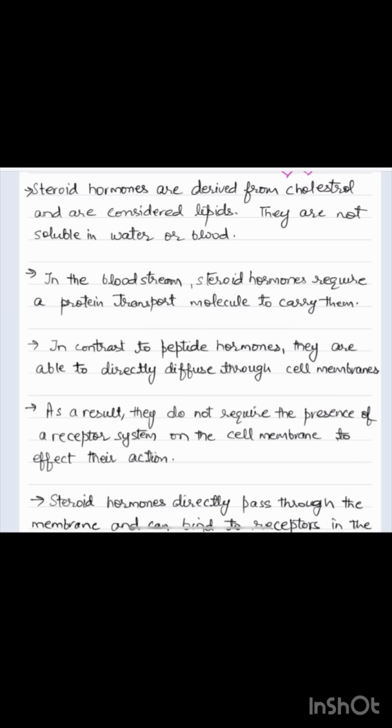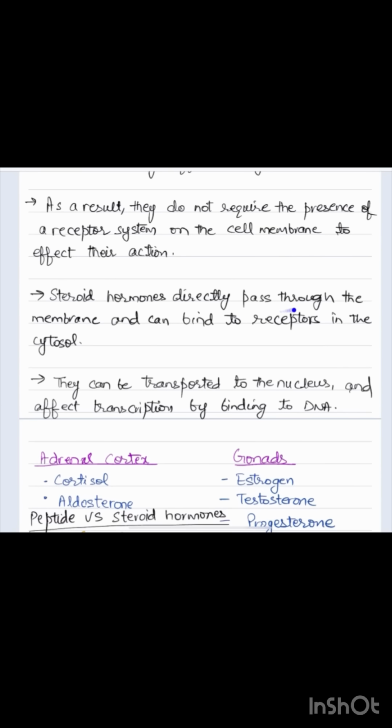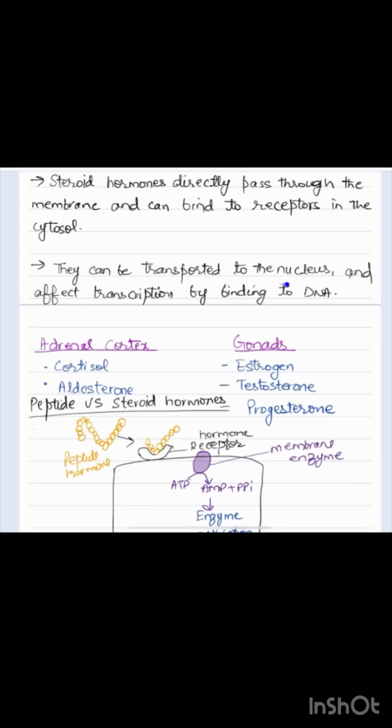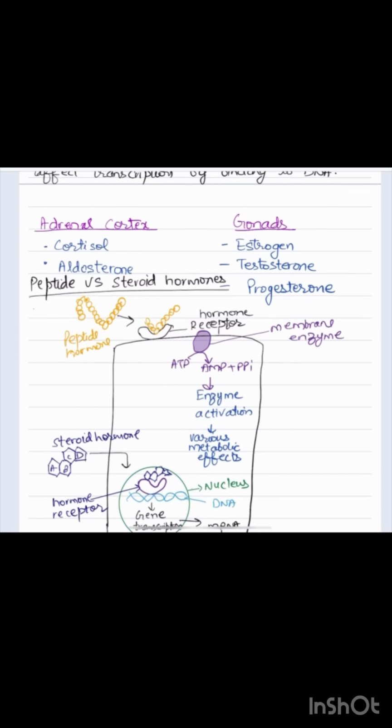In contrast to peptide hormones, they are able to directly diffuse through the cell membrane. As a result, they do not require a receptor system on the cell membrane to affect their action. They can directly pass through the membrane and bind to receptors in the cytosol. Also, they can be transported to the nucleus and affect transcription by binding to DNA. Now, the adrenal cortex has the hormones cortisol and aldosterone, whereas the gonads have estrogen, progesterone, and testosterone.